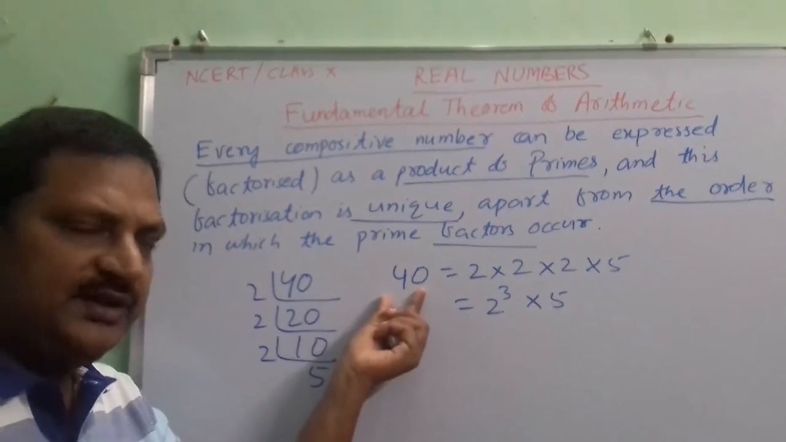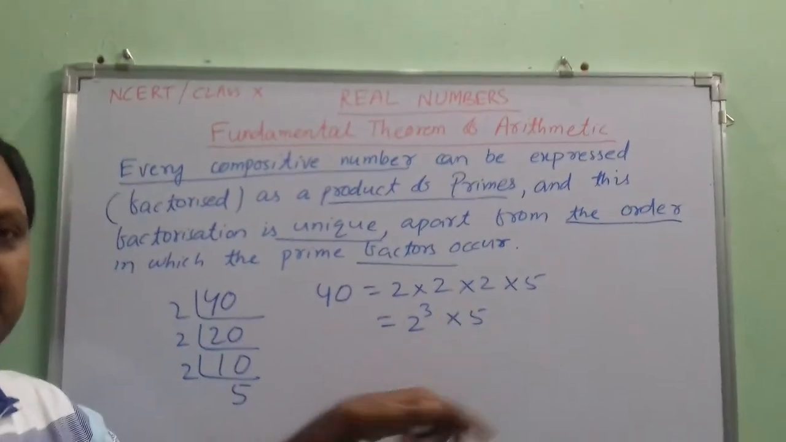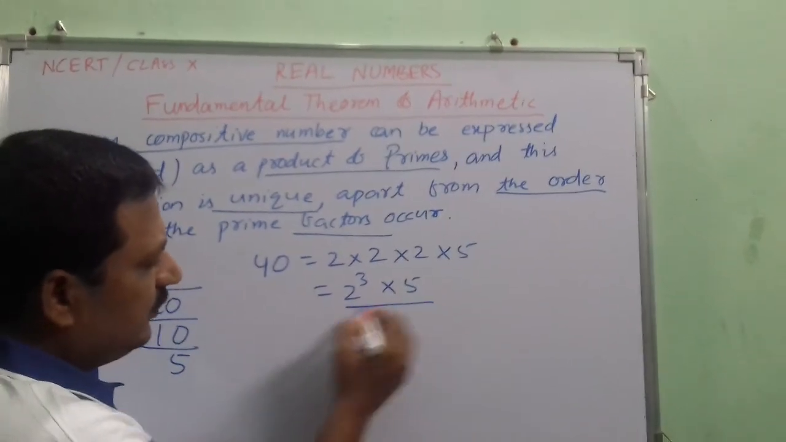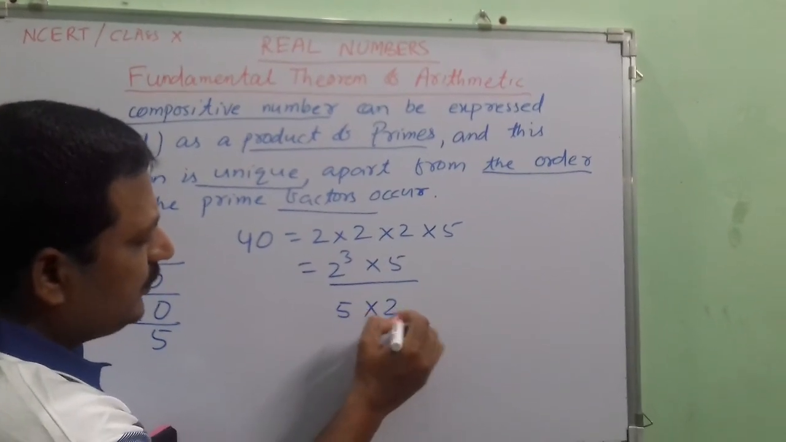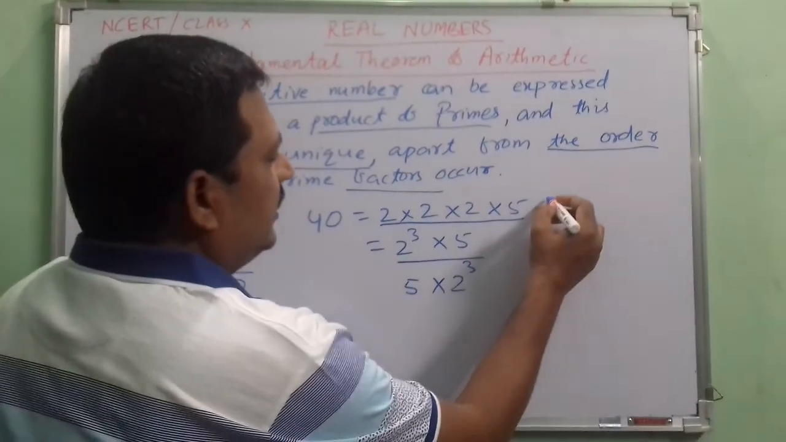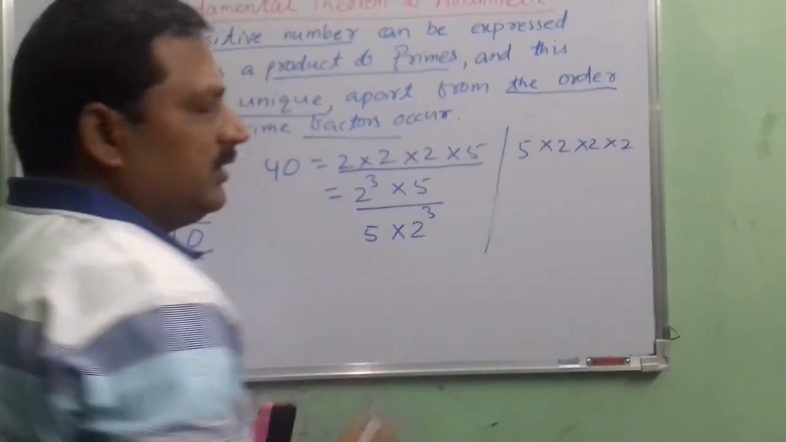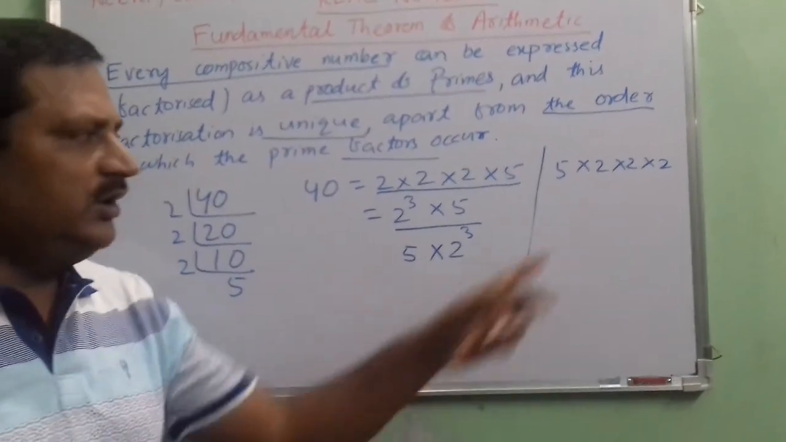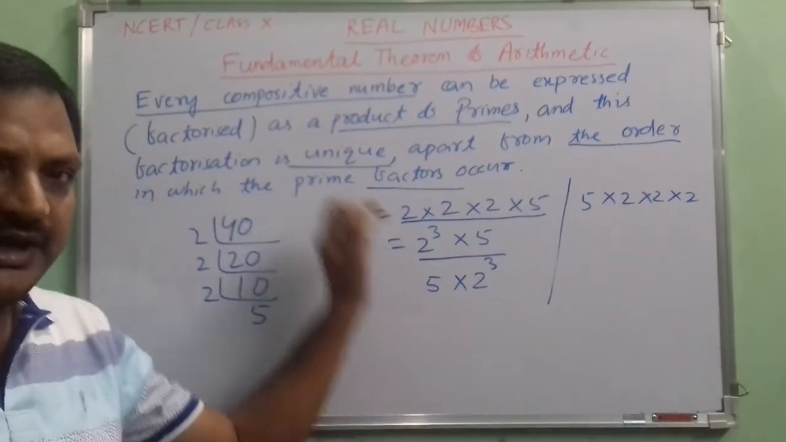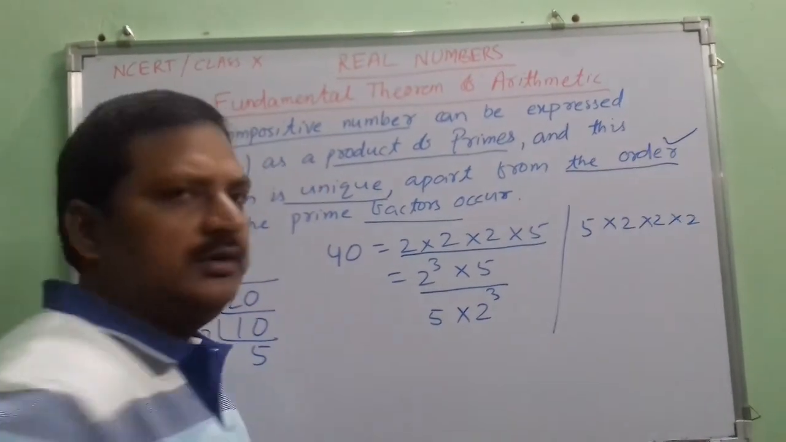You see, 40 is a composite number, and 2 and 5 are prime numbers, and we can also write it as 5 into 2 cube, no problem, because if I write it in this way, 5 into 2 into 2 into 2, it will also lead to the same answer, that is 40. That means when we are factorizing a number, the order may not be important.